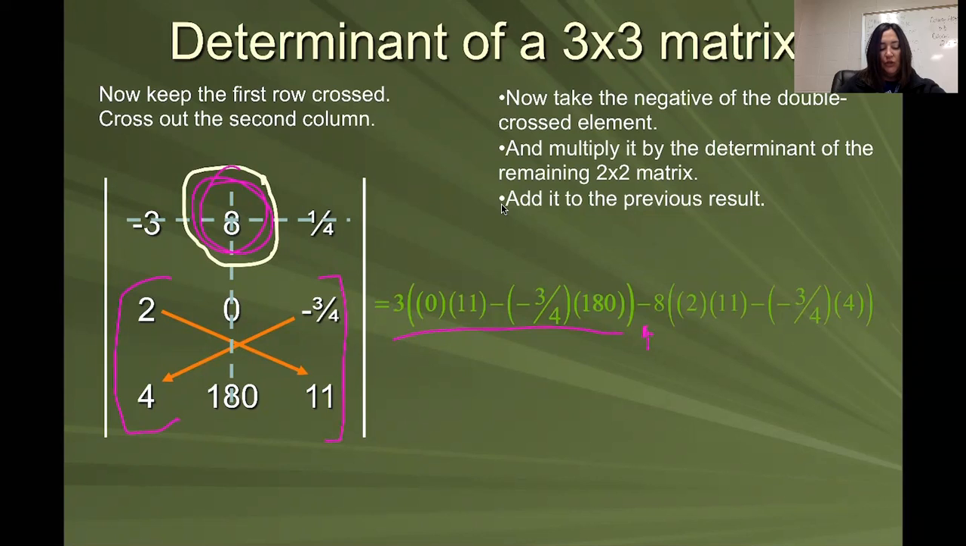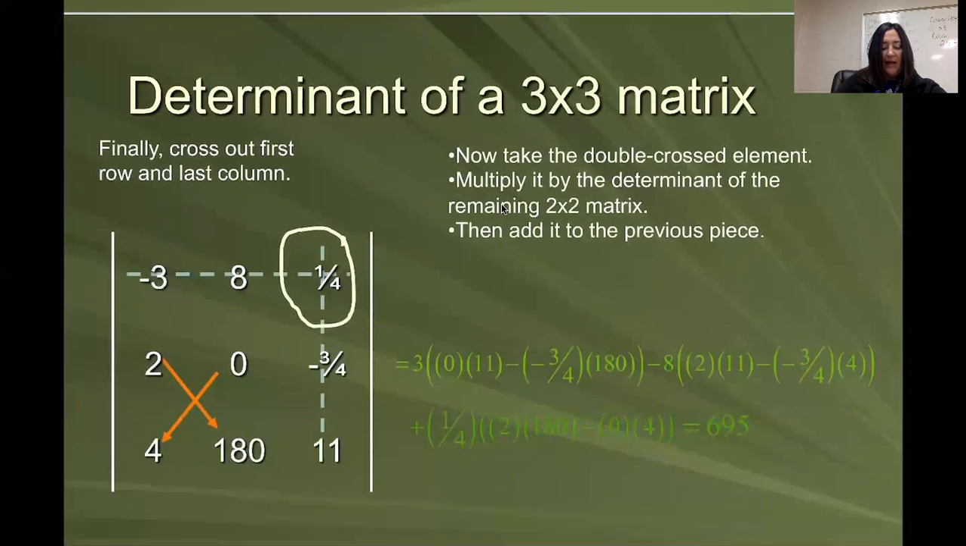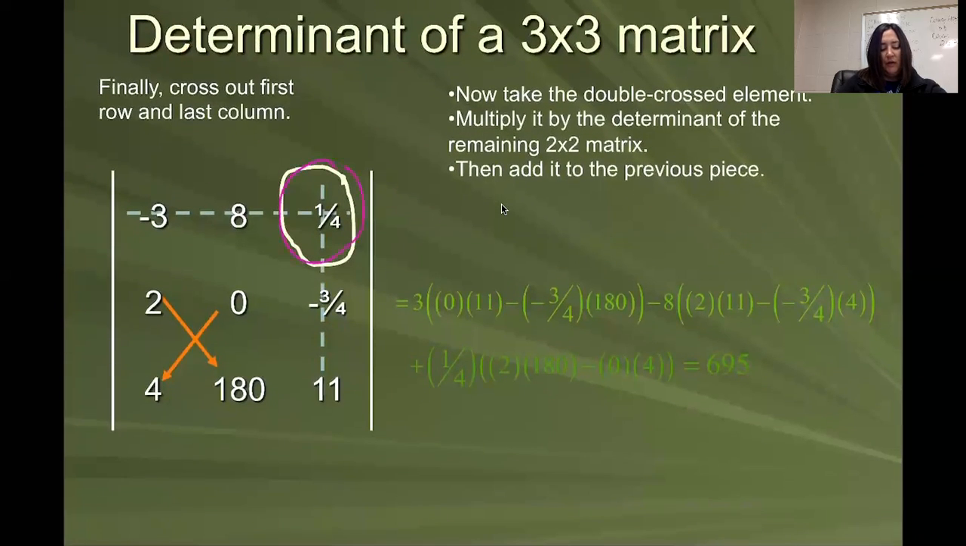So again, you're going to do the determinant of a 2x2 matrix. You're going to take 2 times the 11, so your front diagonal, minus your back diagonal, which is your 3/4 times 4. So that's our second piece there. The last one, you're going to take your last number here. And notice again, we rotate our sign so it's positive. So we have 1/4 times, again, looking at that matrix that's left, when you cross off that row and column, you're going to take 2 times 180 and 0 minus 4.